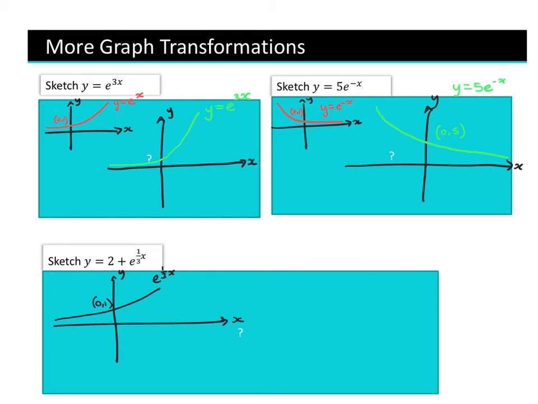Now, we have this 2. Is it inside or outside the bracket? Outside. Who does it affect? Y. What are we going to do? Translate up. We're going to move it 2.